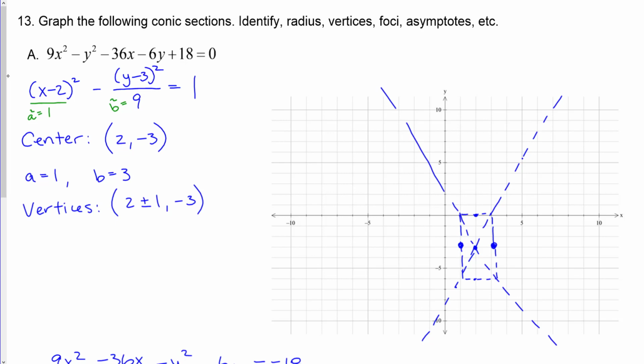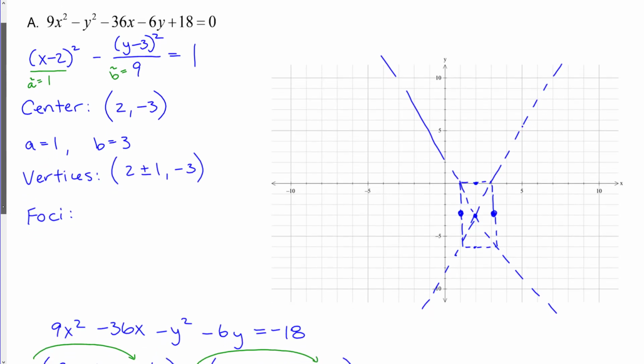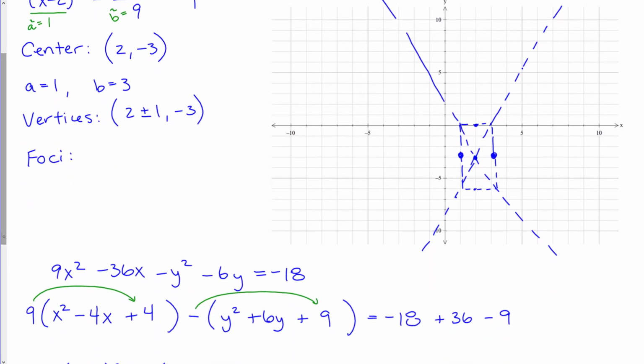There are also foci, but the foci are located at a little bit different of a point. You have to calculate those. So you have to use a squared plus b squared equals c squared when you're dealing with a hyperbola. So this would be 1 plus 9 equals c squared. So c is the square root of 10. They're also going to be along the axis here.